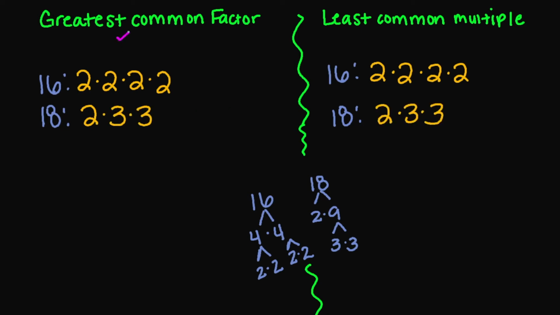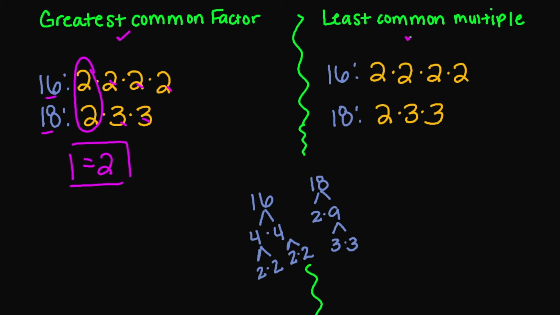So let's look for our GCF. The common factor that both my 16 and my 18 share is going to be the number 2. We have a 2 right here. And all the other numbers, I do not have a match between, so I'm going to leave those alone. So your GCF in this example is 2.